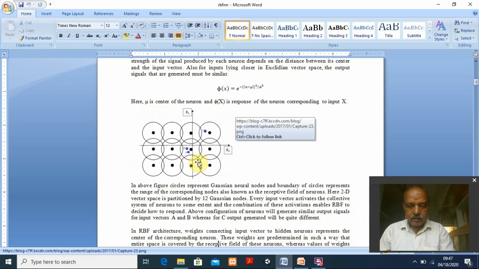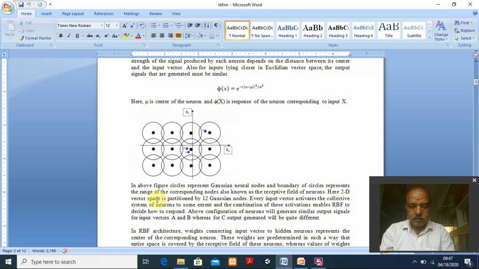Now you can see every input vector activates the collective system. For the nodes that are there, some inputs are provided, let it be x1, x2, x3, like that. So every input vector activates the collective system of neurons to some extent, and the combination of this activation enables the RBFN to decide how to respond. So it is not the response or output of a single neuron, it is the collective response.